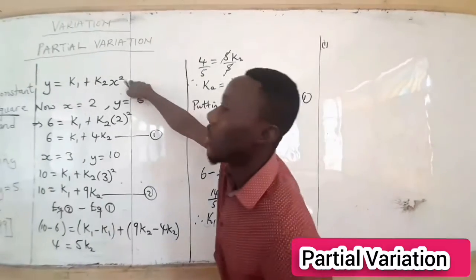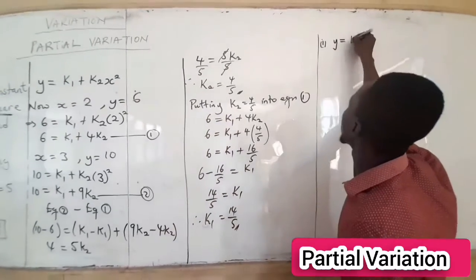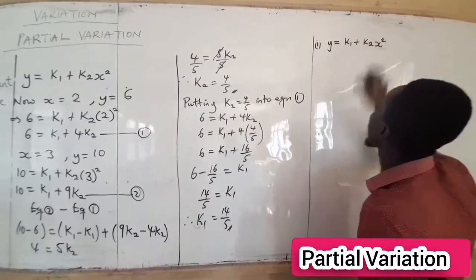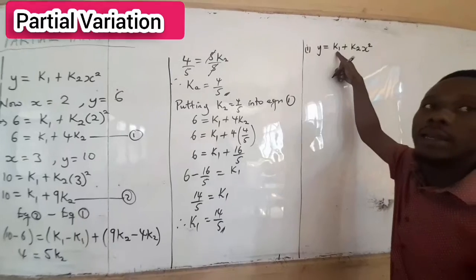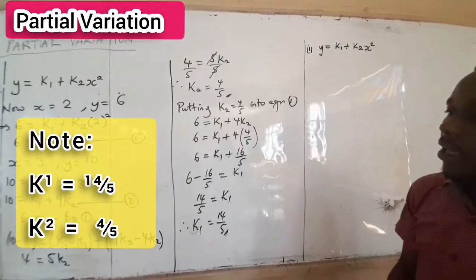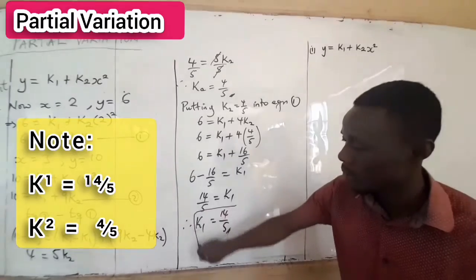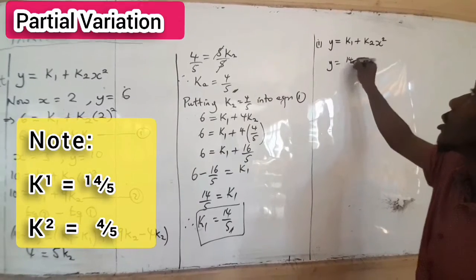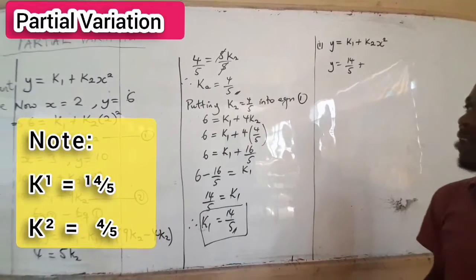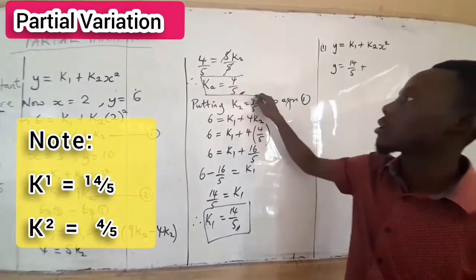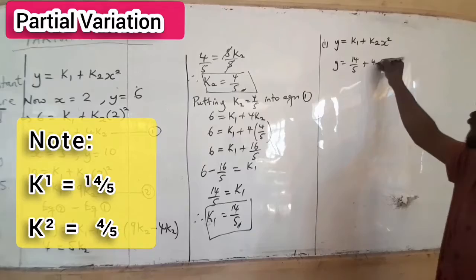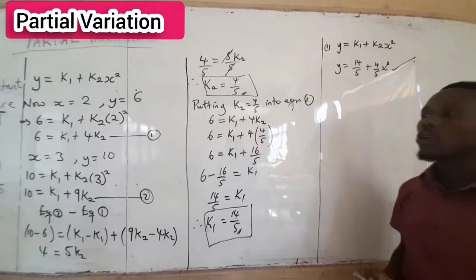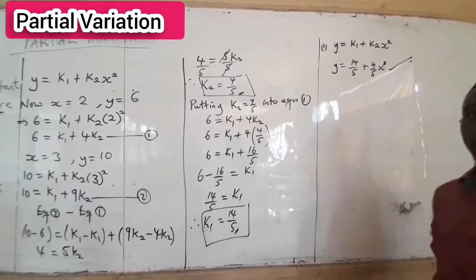The main relation is y equals k1 plus k2 x y squared. Now, we know our k1. Our k1 is 14 out of 5. So we have 14 out of 5 plus, what's our k2? Our k2 is 4 out of 5. So we have 4 out of 5 x. So this becomes the equation connecting the x and the y.